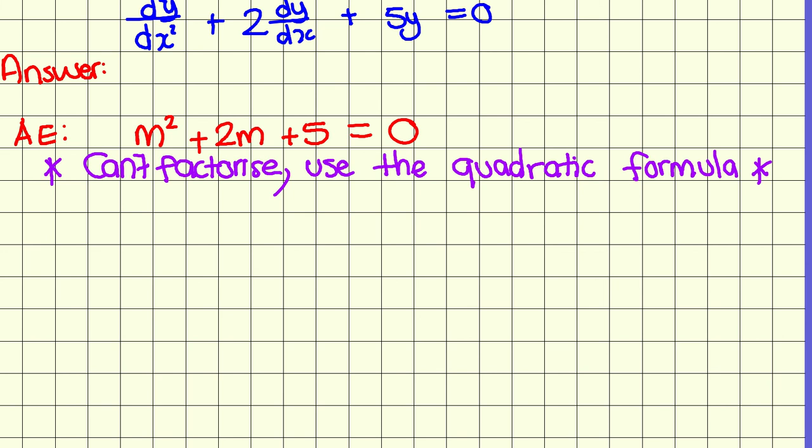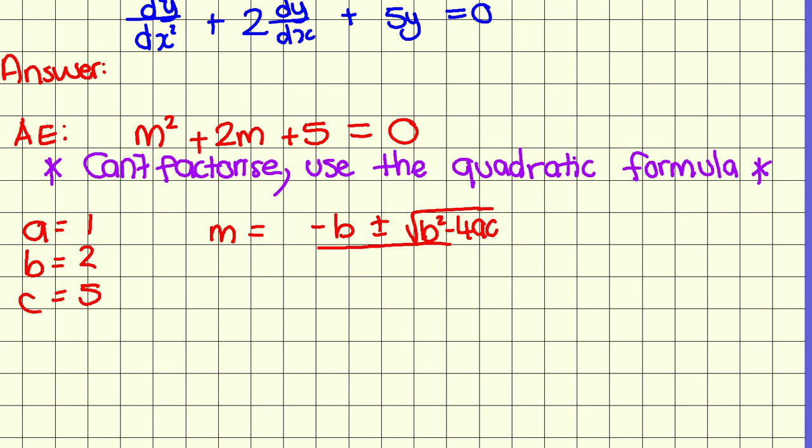So the way that I like to do this is I like to write A, B, C at the side here. So A equals, B equals, and C equals. So I've got 1, 2, and 5. Then we'll do our formula. So normally it's X equals whatever, but in this case it's going to be M equals. Formula, I just need to remember: minus B plus or minus the square root of B squared minus 4AC, all over 2A.